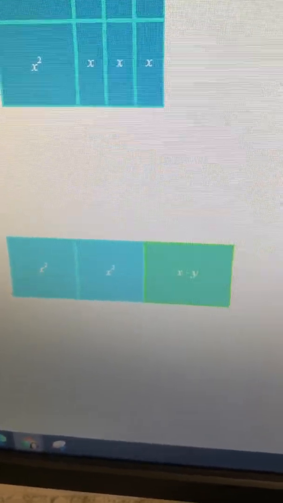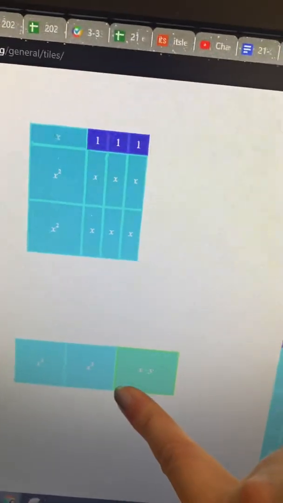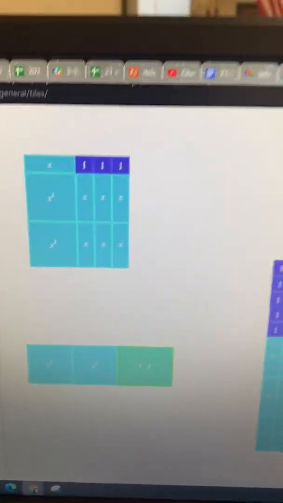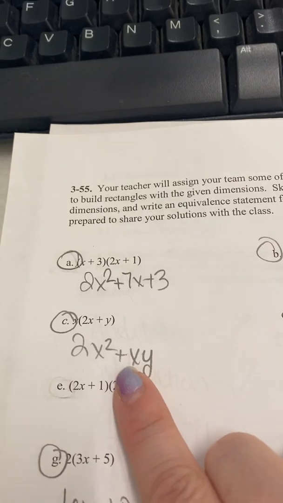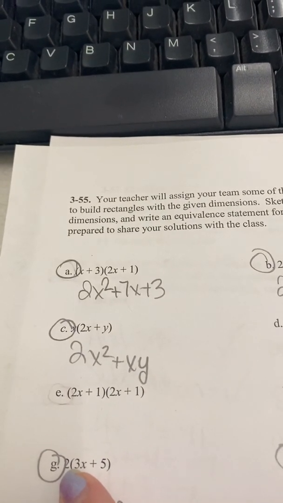Okay, for C, you have 2x squared plus xy. So you'll see your dimensions. Here's your x, and here's your 2x plus y. So then when you do your inventory, you have 2x squared plus xy. The next one we're going to try is G. So give that one a shot before you continue on in this video.